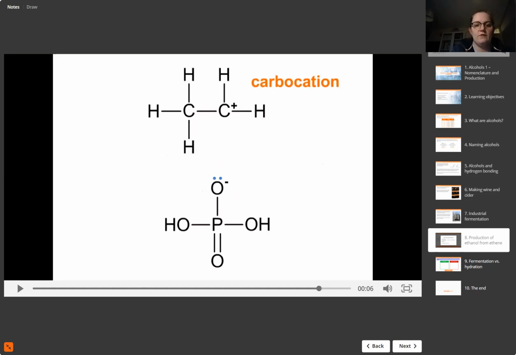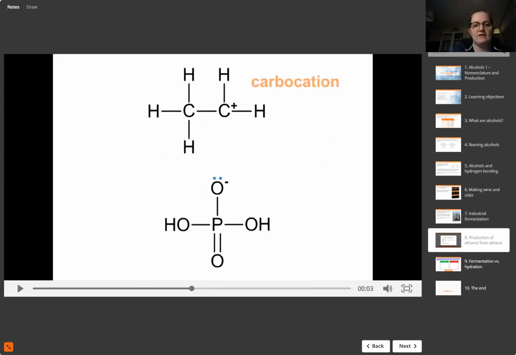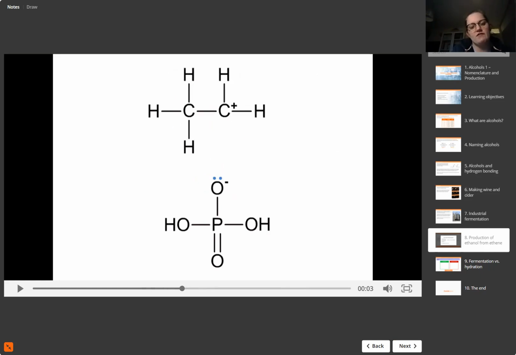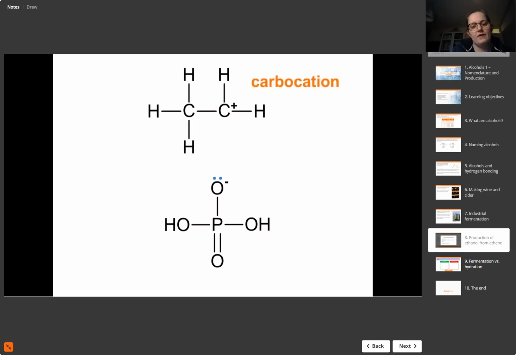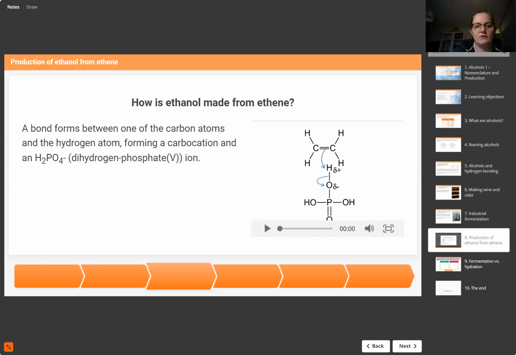Go back. Broke the bonds here and here. We've now got our electrophile over here, and that carbon and the hydrogen form a bond together. We've now got a positive charge on that carbon, so we form a carbocation at the top. A bond forms between one of the carbon atoms and the hydrogen atom, forming a carbocation. And now at the bottom, we've got a dihydrogen phosphate ion, which came from our phosphoric acid. But obviously we've lost a hydrogen, so it changes.